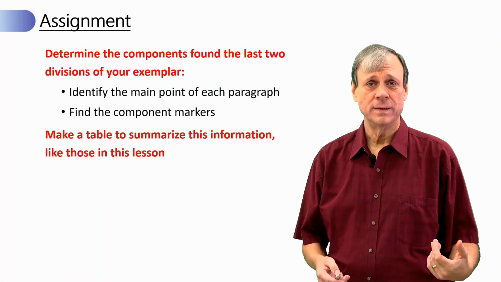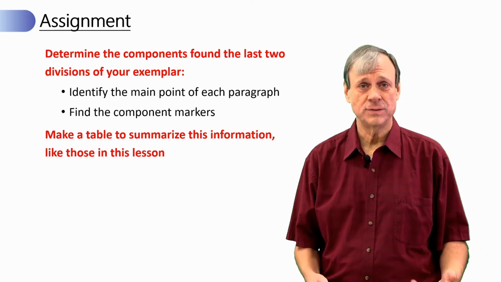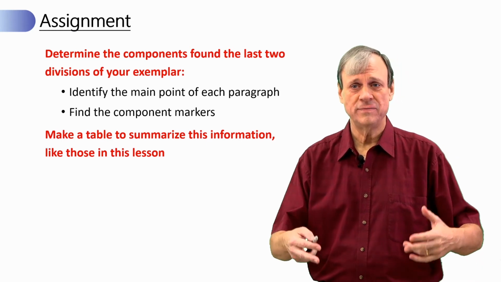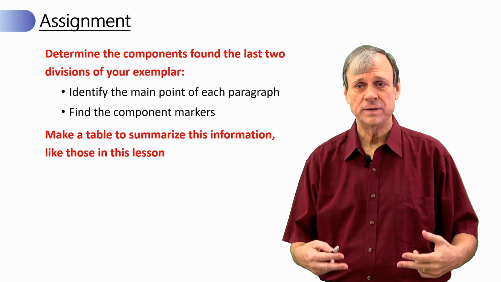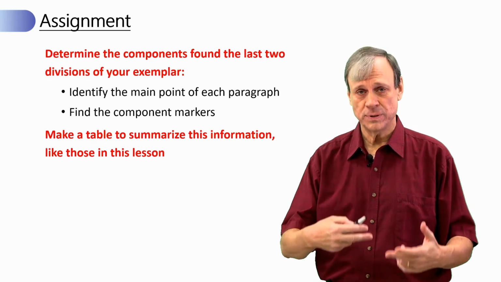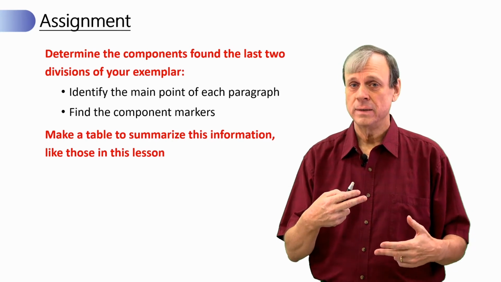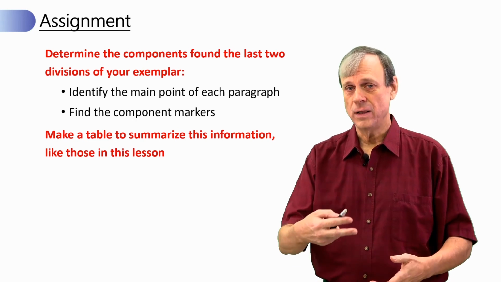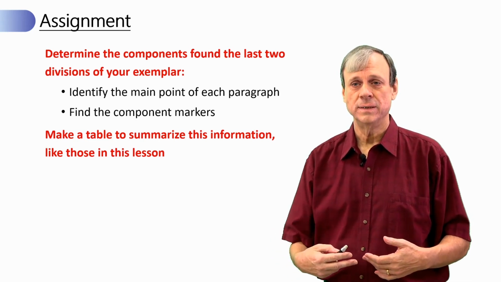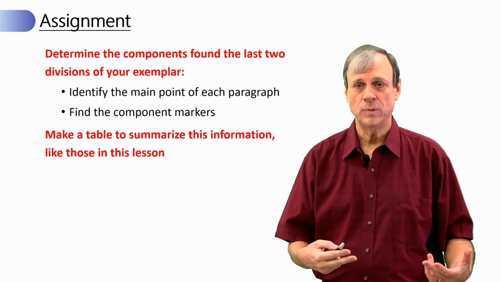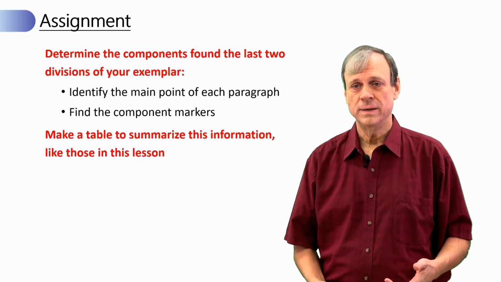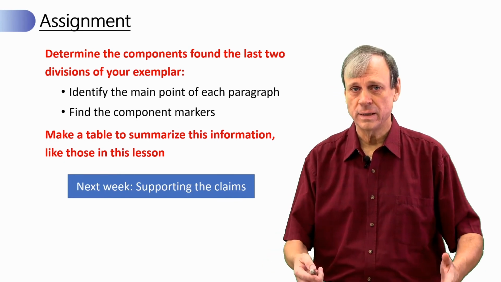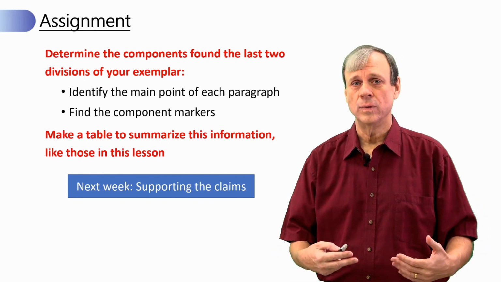Okay, now it's your turn again to determine the components found in the last 2 divisions of your exemplar article. Again, as you do this, remember that we're trying to identify the main point of each paragraph, finding the component markers. But in this case, particularly in engineering, you may find several markers, 6, 7, 8, all in the same paragraph, followed by the same thing cyclically in the next paragraph. So make a table summarizing this information, and in the next lesson, we'll go on to show how you support those claims, and then in the 9th lesson, how you can put all that together when writing your own paper.